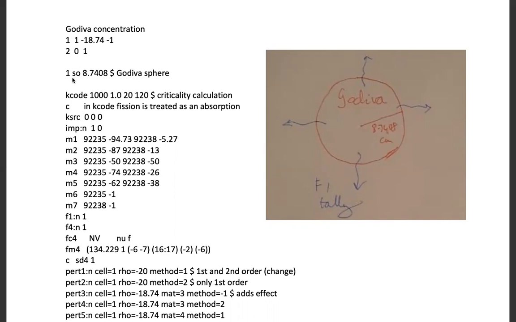Now, the second block gives you the surfaces. This problem has only one surface. So surface number one is a sphere, that's the mnemonic, and 8.7408 centimeters is the radius of that sphere. Now let's come to the third block. The first card is a KCODE card, which tells you that it is a criticality calculation. You can run MCNP in a criticality mode, or you can define a source by SDEF. The SDEF card defines a source.